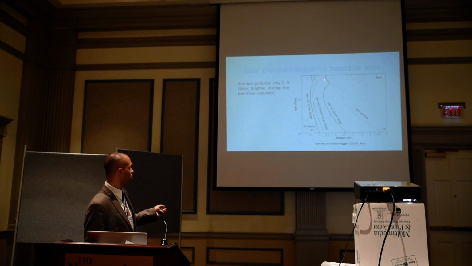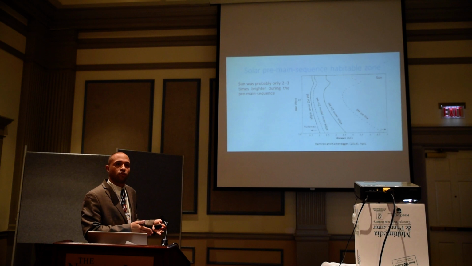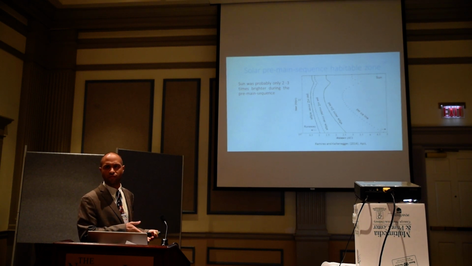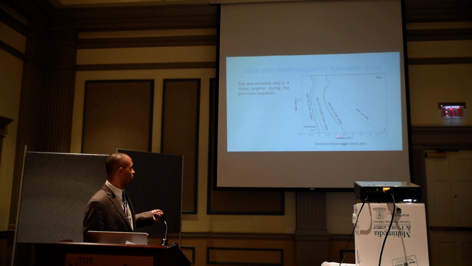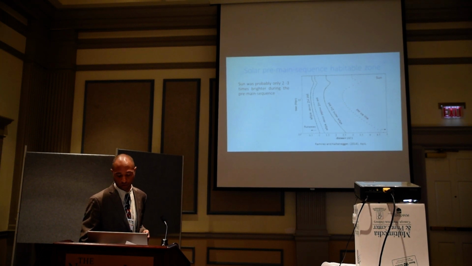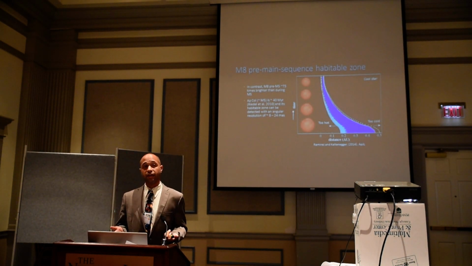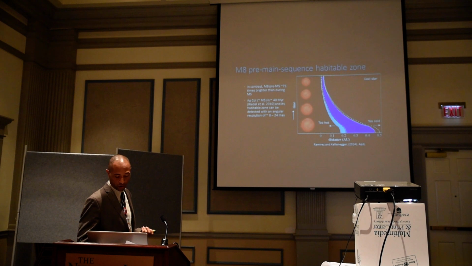Once you get over that little hump, you can see the outer edge is now 1.5 AU from 2.5 AU. So it's changed within a factor of 2 between the pre-main sequence. The width of the habitable zone has changed within a factor of 2 compared to the main sequence values. Now let's look at the case for a very late M star, and the story is completely different.